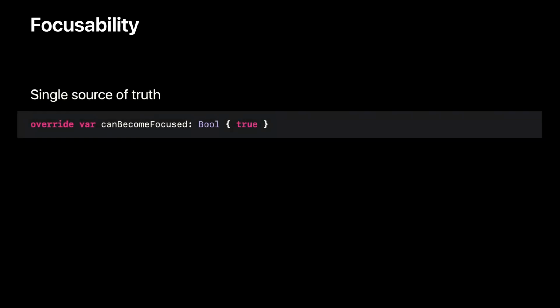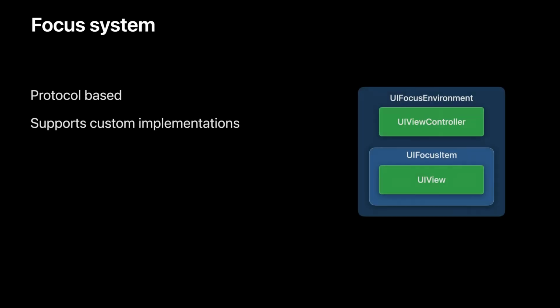canBecomeFocused is the single source of truth. It is a read-only property of UIFocusItem. Override it and return true to make an item focusable. Now, you might be wondering, what is a focus item? The backbone of the focus system are the two protocols, UIFocusItem and UIFocusEnvironment.